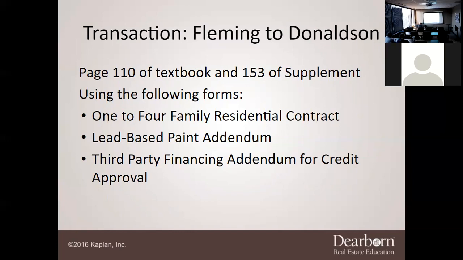Okay, so our first transaction that we're going to cover this evening, we're going to be going through and discussing the Fleming to Donaldson transaction. That can be found in your unit. You'll see it under course materials. Make certain that you pull it up.